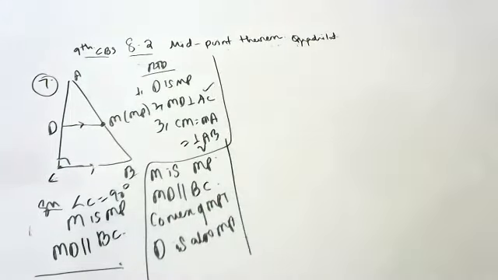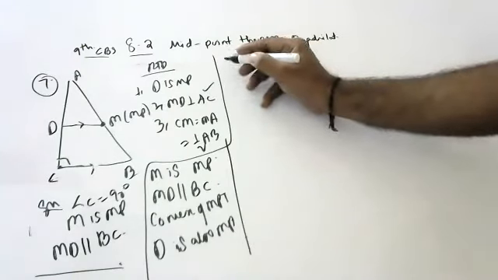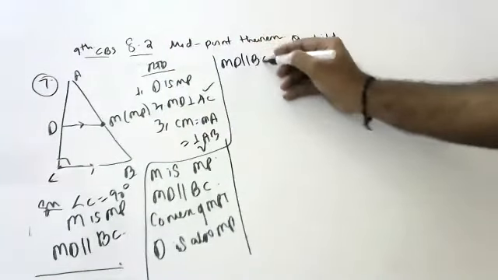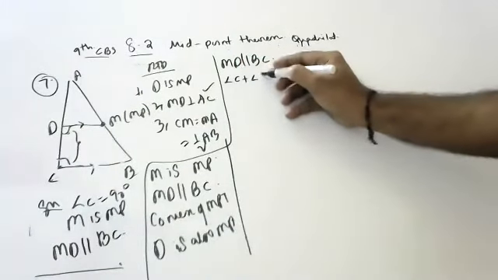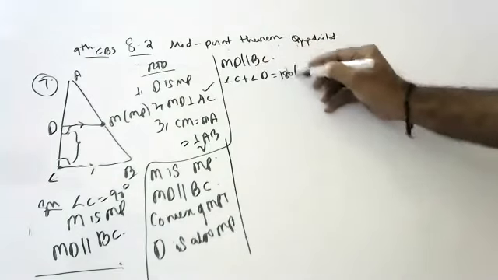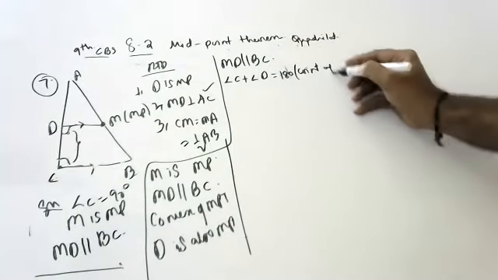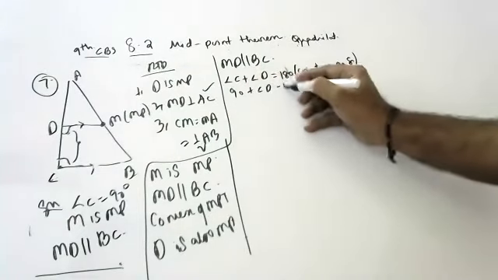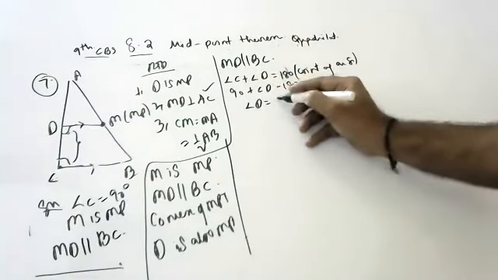Second one, Shanmukh will take. Prove MD is perpendicular to AC. Sir, first we should join MC, sir. No need. MD is parallel to BC, so angle D and angle C are co-interior angles, and co-interior angles are supplementary. Angle C is 90 degrees, we know. The sum is 180. So angle D is also 90 degrees.